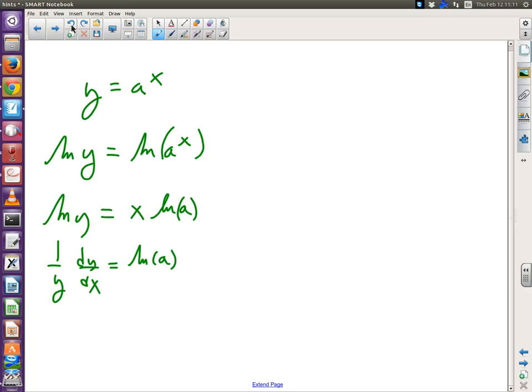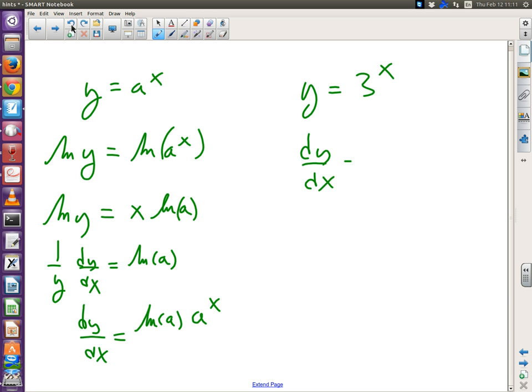All right, get dy dx alone by multiplying both sides by y, and you get ln of a times y, but y is a to the x. Alrighty? So, for example, what if I gave you y equals 3 to the x? What would be dy dx? It would be 3 to the x times ln of 3. That's what we're saying. So that's like a little fudge factor. Now, if it's e to the x, it works too, because then you get e to the x times ln of e, but ln of e is 1.